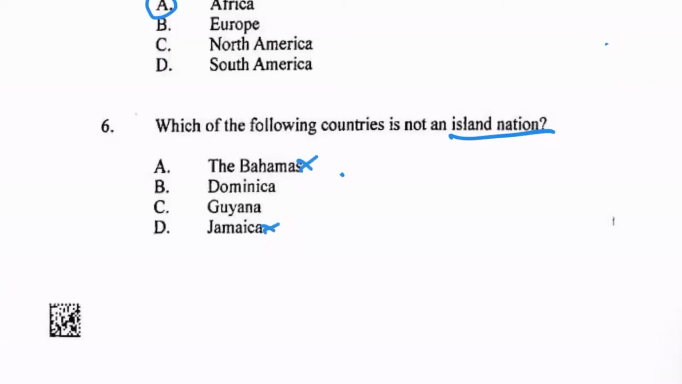What about Dominica? Is that an island? Yep. All right, so that leaves us with Guyana. Can someone tell me where Guyana is located? Can anyone describe where Guyana is located? If it's not an island, then where is it? That's right, Rajon. It's South America.